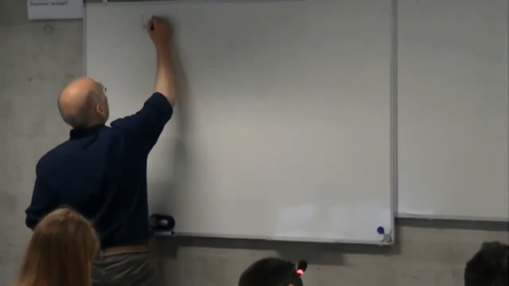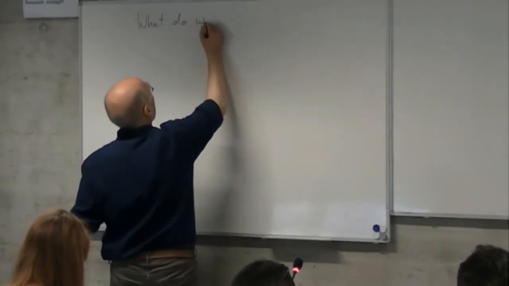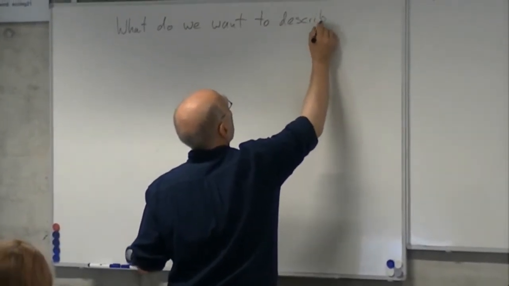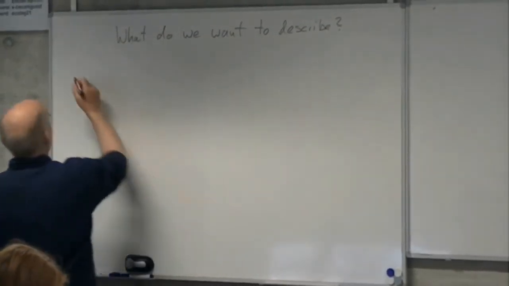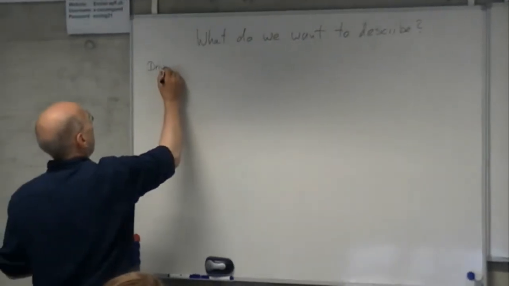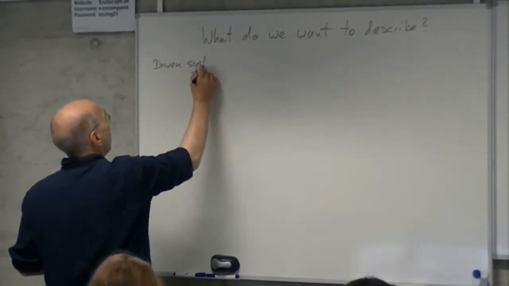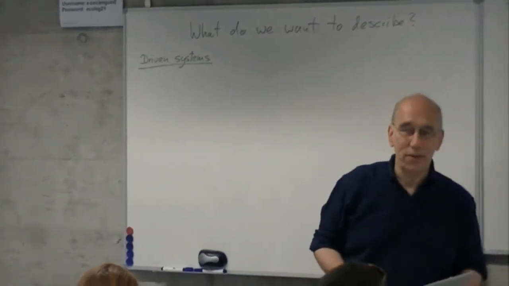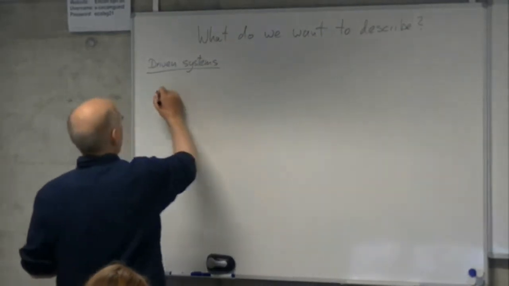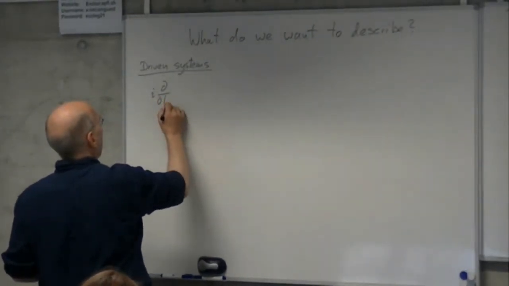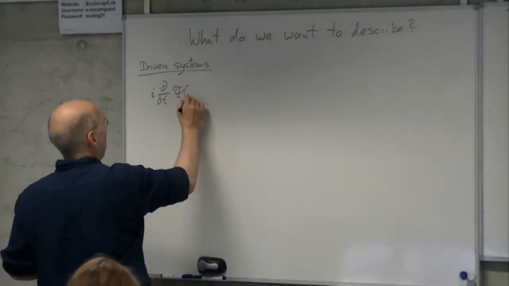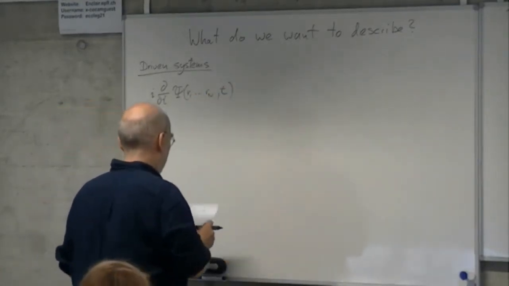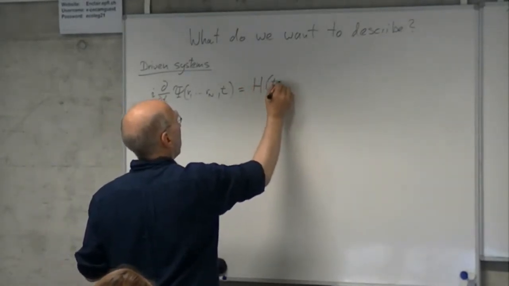So, what do we want to describe? A typical thing that I would like to describe is so-called driven systems. That is, systems that are exposed to some kind of time-dependent external field. So the fundamental equation is then the time-dependent Schrödinger equation, with the time-dependent wave function now, and we have a time-dependent Hamiltonian.